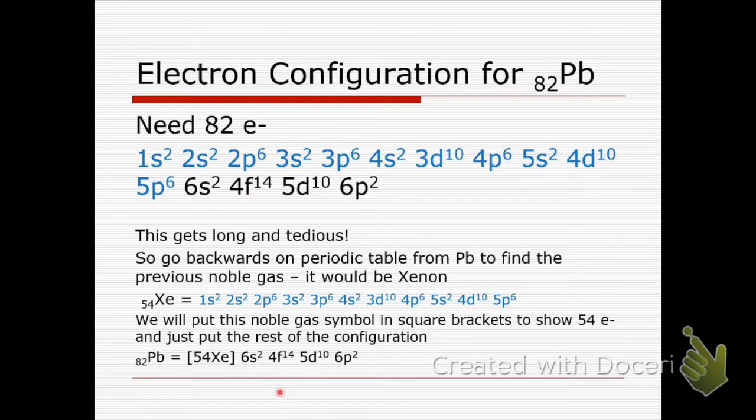So in other words, you've started at the xenon point on your periodic table. Again, we can check: if we added 54 to 14, 10, and 2, it would add up to 82, so we know that we have enough electrons.